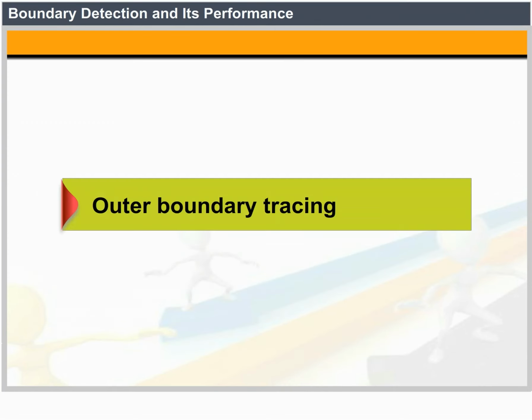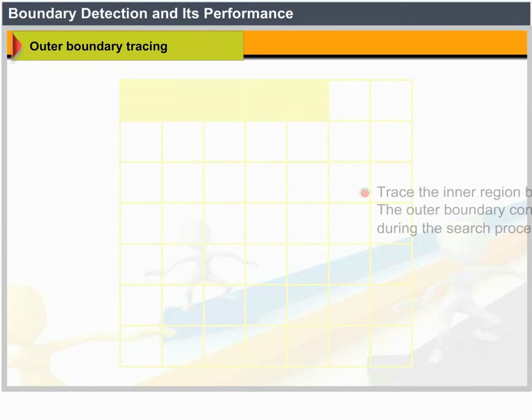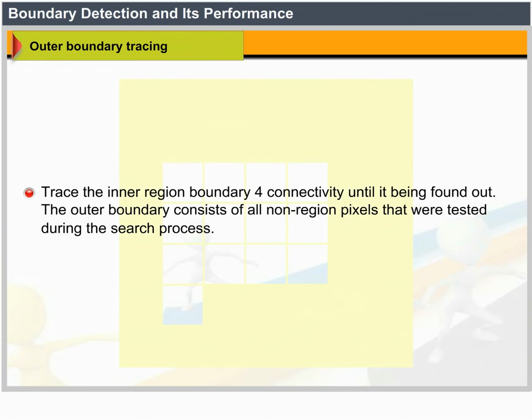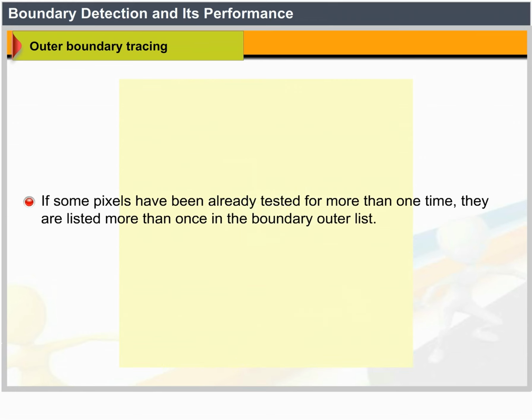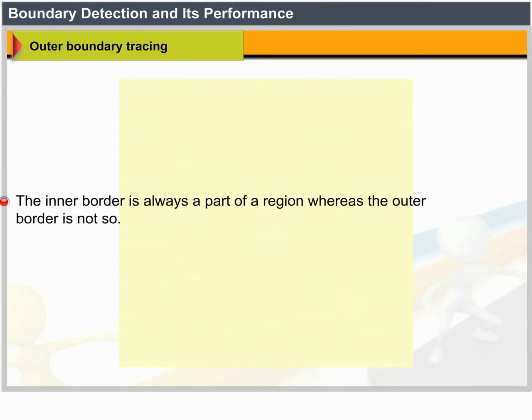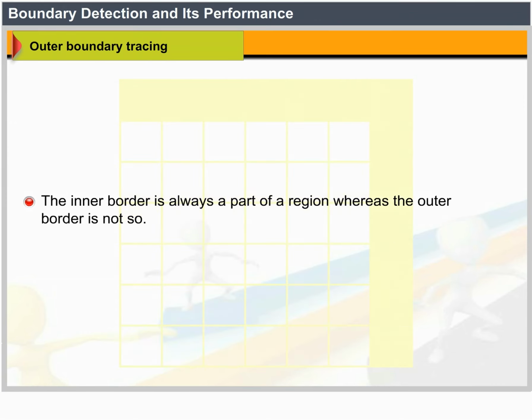Outer border tracing. Trace the inner region boundary for the given connectivity until done. The outer boundary consists of all non-region pixels that were tested during the search process. If some pixels were tested more than once, they are listed in the outer boundary list. The inner border is always part of the region, but the outer border is not.